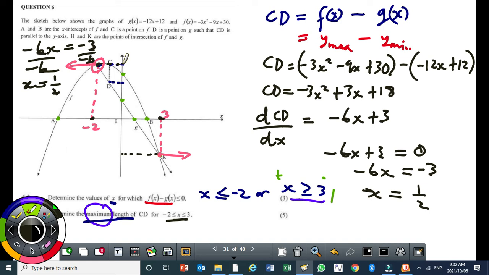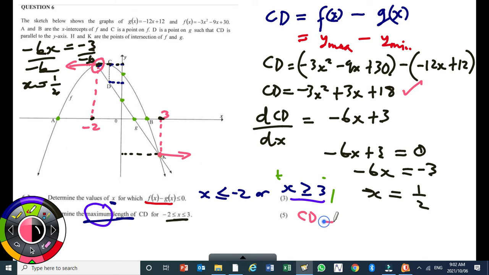So it makes sense. Once you find that x value, which gives you a maximum length, you have to go back to this expression now. Then you substitute x equal to a half. So if you substitute x equal to half, we get CD is going to be equal to minus 3 times a half squared plus 3 times a half plus 18. You simplify this.